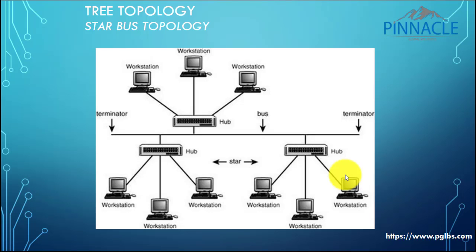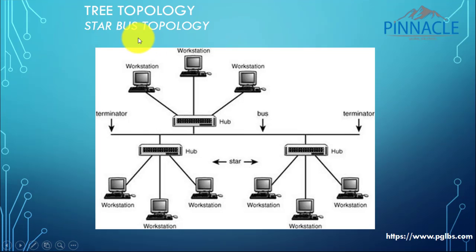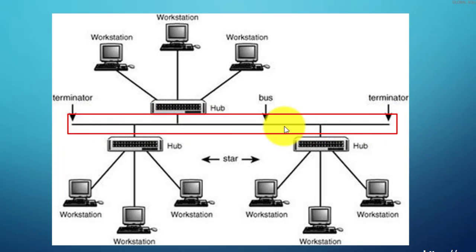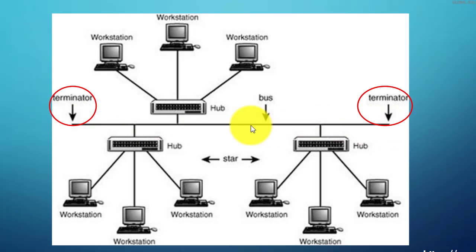Okay, now having understood what a mesh topology is, we shall see what a tree topology is. This tree topology is also called a star bus topology. Here you have a bus topology, that is, you have a bus which is originating from one end to another end. You can also see the terminators at the two ends of the bus. And what is important here is the bus topology is connected to star topologies. So you have a hub here.